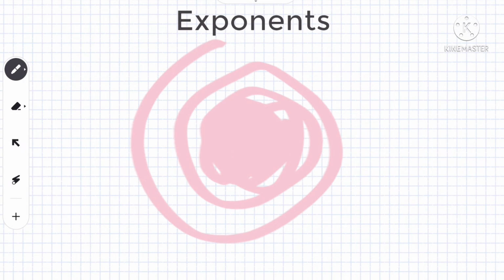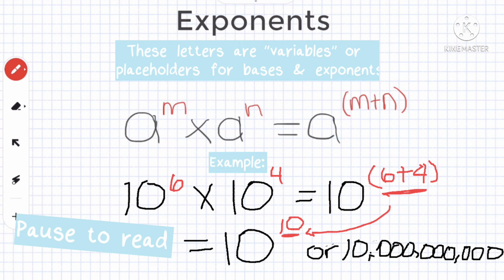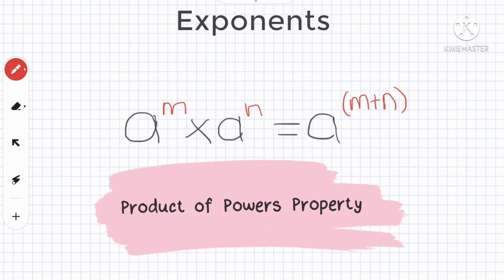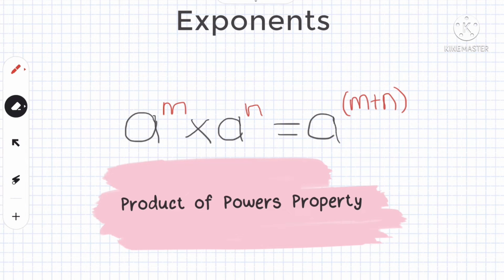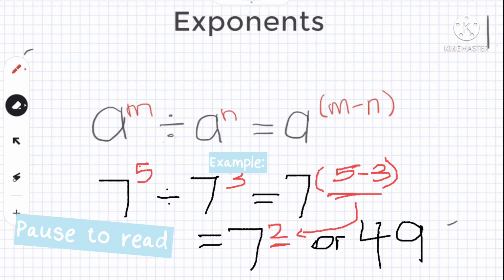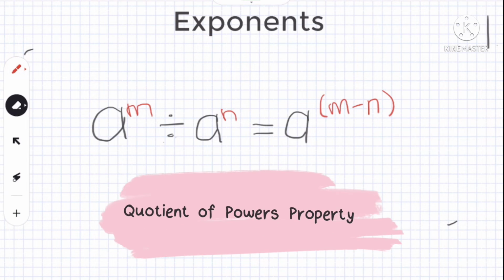Properties of exponents are the rules you use when using exponents in equations. When multiplying powers with the same base, the base stays the same and you add the exponents. This is called the product of powers property, because a product is the answer to a multiplication problem. When dividing powers with the same base, the base stays the same and you subtract the exponents. This is called the quotient of powers property. A quotient is the answer to a division problem.